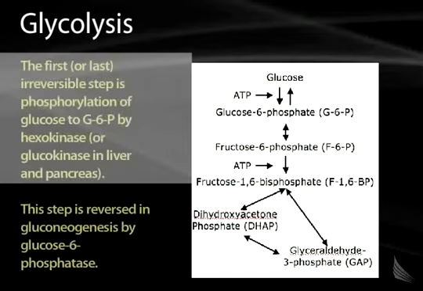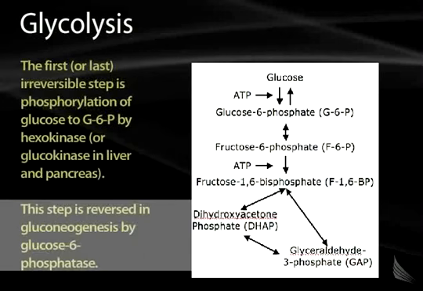Now the first irreversible step in glycolysis, which is the last irreversible step in gluconeogenesis, is the conversion of glucose to glucose 6-phosphate. Now there are two enzymes which are responsible for doing this. One is hexokinase, and this is the one that functions in all cells, or glucokinase, which is a special enzyme found only in the liver and the pancreas. In gluconeogenesis, this step is reversed by glucose 6-phosphatase that takes the glucose 6-phosphate and converts it back to glucose.